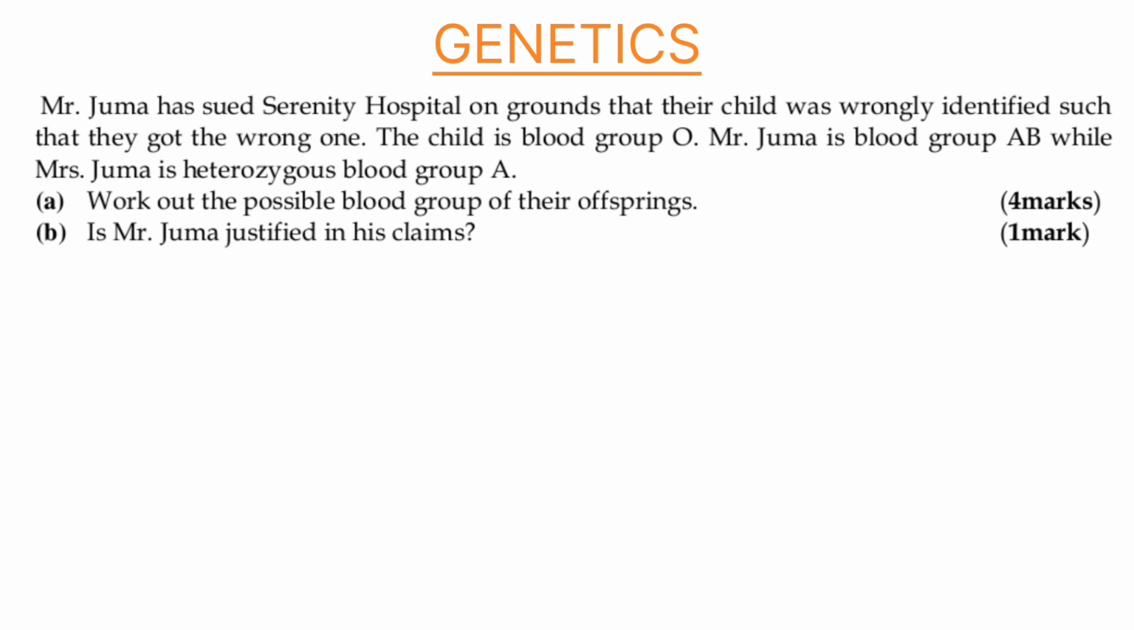Question number 2. Mr. Juma has sued Serenity Hospital on grounds that their child was wrongly identified, such that they got the wrong child. The child is blood group O. Mr. Juma himself is blood group AB, while Mrs. Juma is heterozygous blood group A. Okay, so we have the following questions to answer.